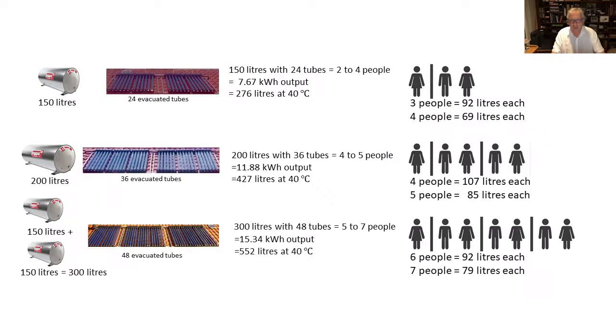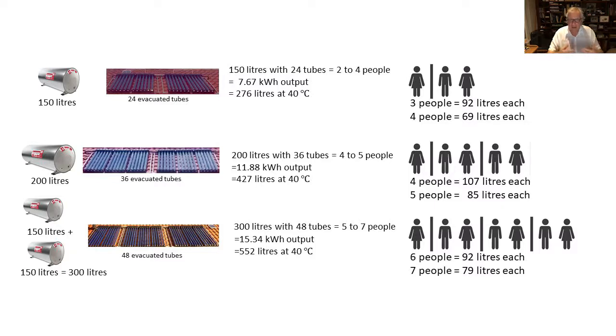So when we look at solar, you need to look at it from the standpoint of the amount of water and the amount of electricity. So 150 litres will typically, in our case, use 24 evacuated tubes, which will give you an output as the same as the electricity, 7.5 kilowatts, 276 litres at the tap. And that will give you potentially 3 people at 92 litres each, or 4 people at 69.